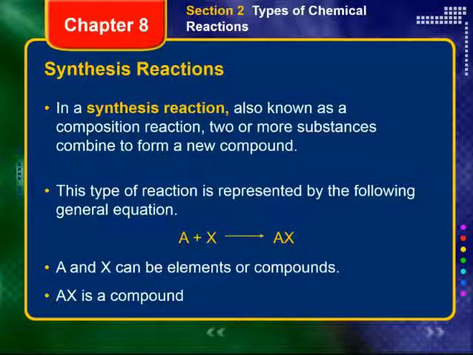So this is going to help you satisfy objective 1 for this section. A plus X react to yield AX. Right? 2 things coming together to form one new thing. One trick is there are 2 reactants, 1 product. Not necessarily the numbers 2 and 1. It's the fact that there are more reactants than there are products. Okay, that's the synthesis reaction. So A and X here, they can be either elements or compounds, doesn't matter. But AX, the product, is for sure a compound.